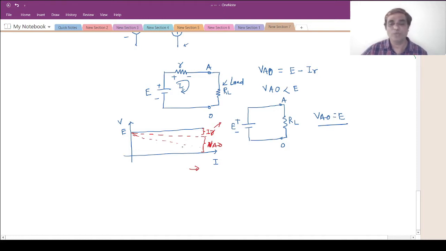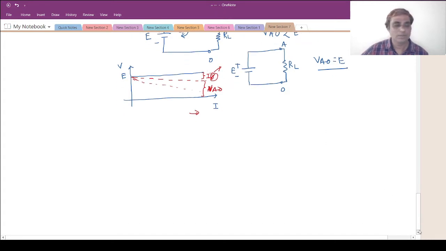So in order to get a good amount of output voltage from the battery, what should be the case? Your R, that is the internal resistance, should be as small as possible. So this should be the case.